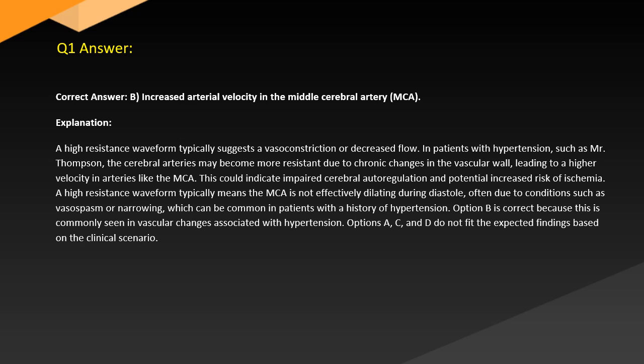This could indicate impaired cerebral autoregulation, with potential increased risk of ischemia. A high resistance waveform typically means that the MCA is not effectively dilating during diastole, often due to conditions such as vasospasm or narrowing, which can be common in patients with a history of hypertension. Option B is correct because this is commonly seen in vascular changes associated with hypertension. Options A, C, and D do not fit the expected findings based on the clinical scenario.